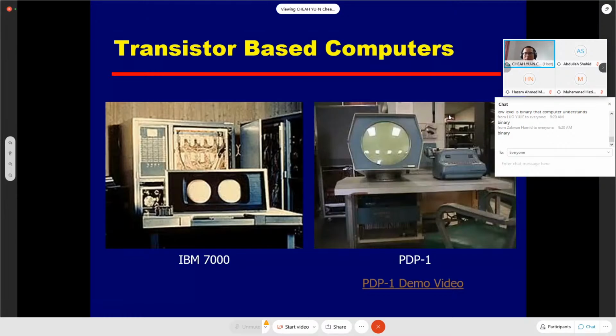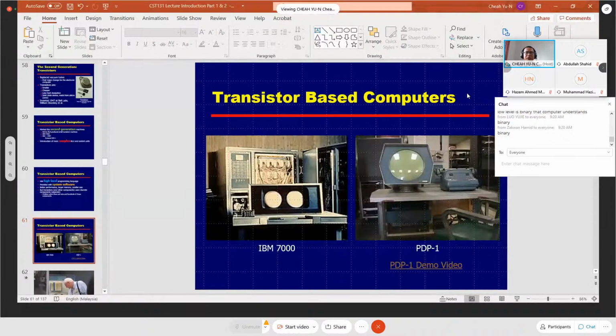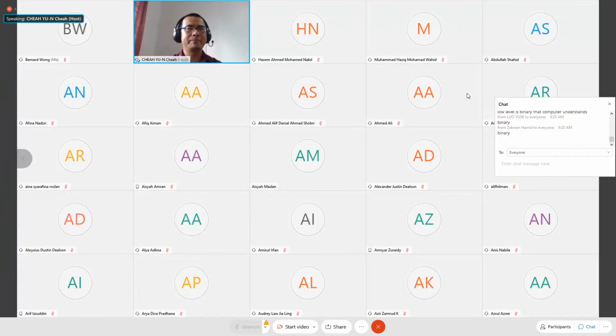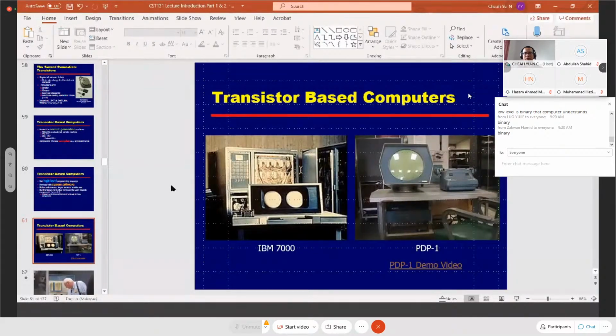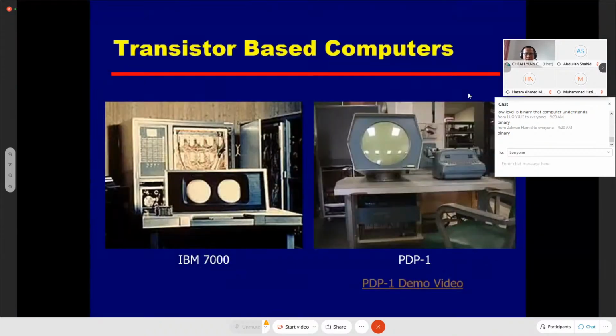So I'll just quickly show you a demo of the PDP-1. I will unshare this and reshare the slide again to optimize for video. Just give me a minute. Okay, I'll show you a demo for the PDP-1. Hopefully you can hear the audio as well.